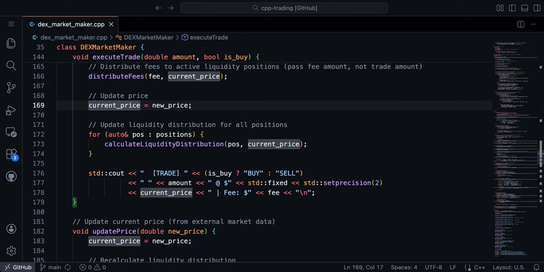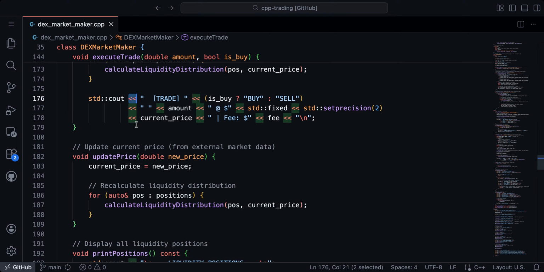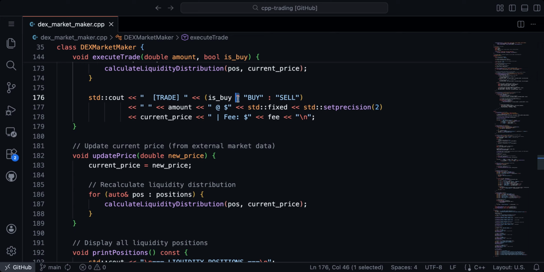After the price update, we need to recalculate the liquidity distribution for all positions, since the distribution depends on the current price. We iterate through all positions using a range-based for loop and call calculate liquidity distribution for each one. Finally, we print the trade details using a ternary operator with is buy to print either buy or sell and format the price and fee to 2 decimal places.